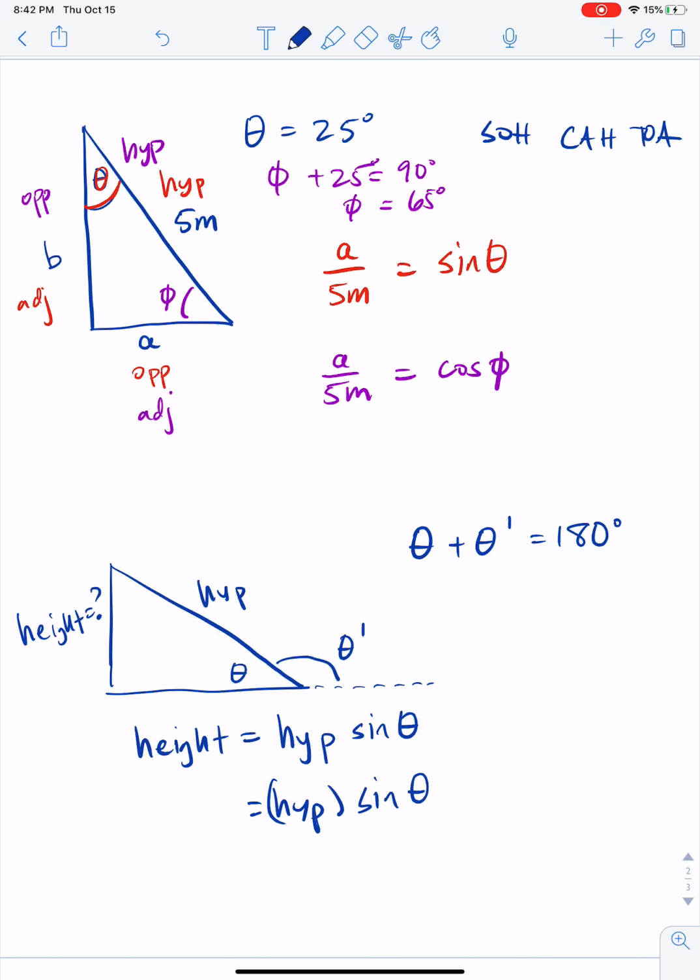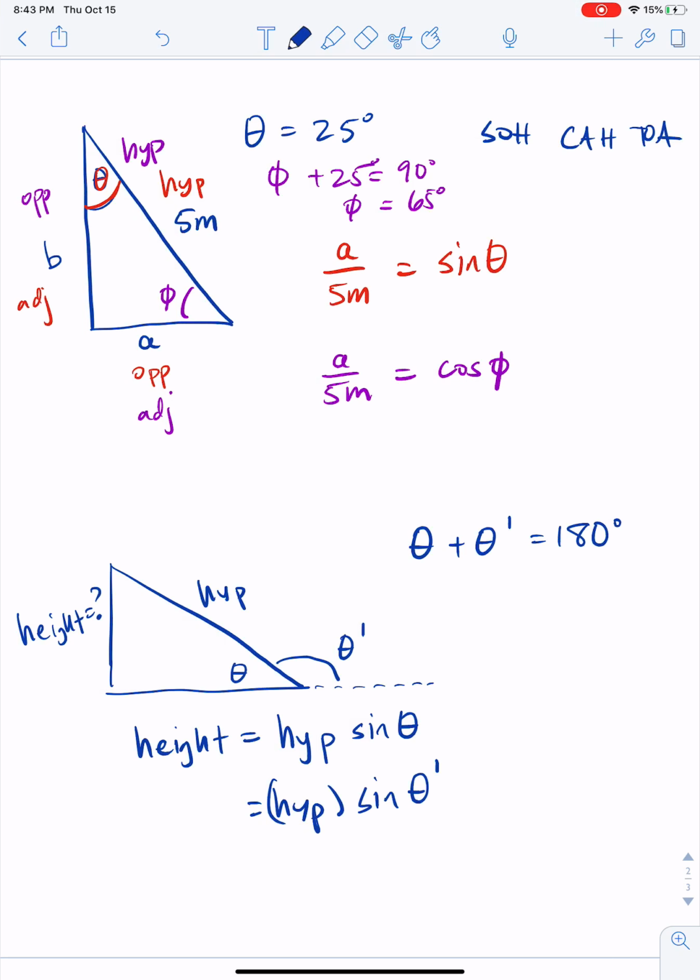Times sine of theta prime, excuse me. So in the most recent video where there was the problem with the light hanging, they used this exterior angle instead of the interior angle, and that was confusing for a number of students. But those both have the same sine, so either one of those is totally acceptable.